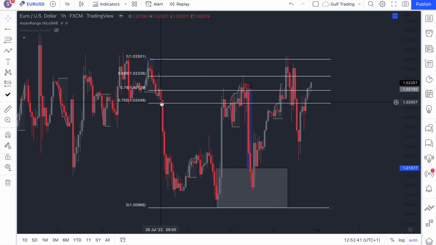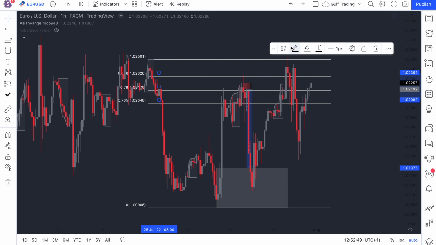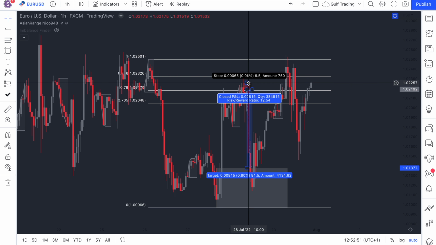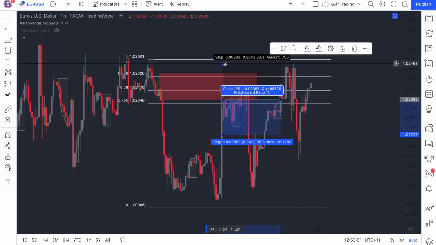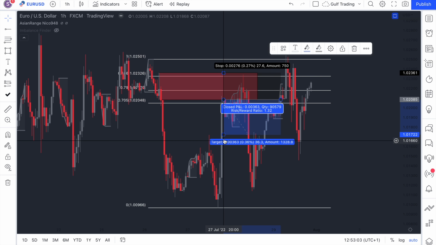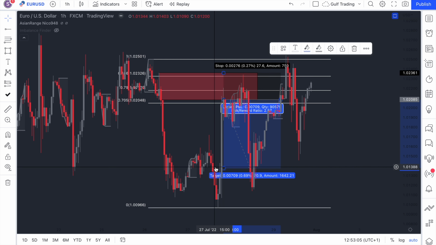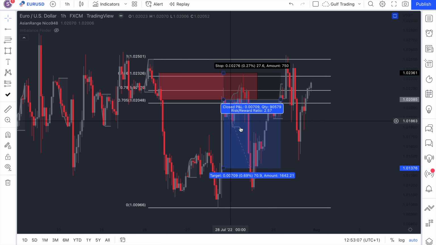So you can see one here. You just mark that up. I'll just get rid of everything else actually. So you could take a sell limit order straight off here, stop loss above, targeting this demand zone, for 2.5%. I mean, it's a decent trade.